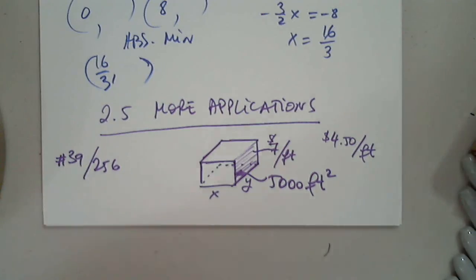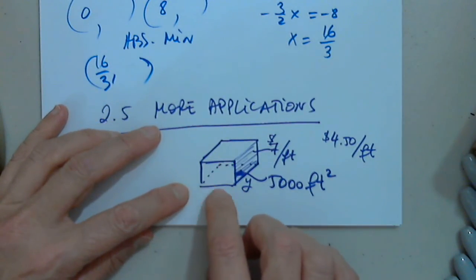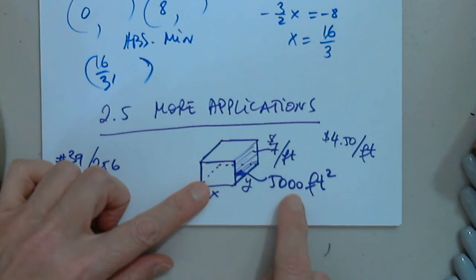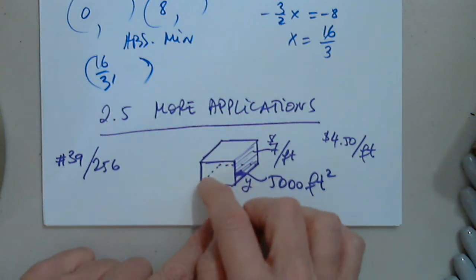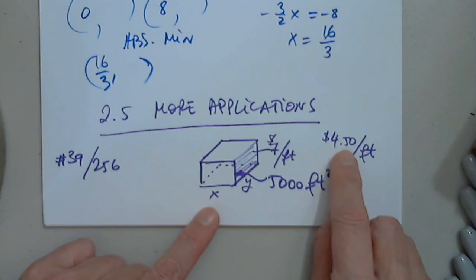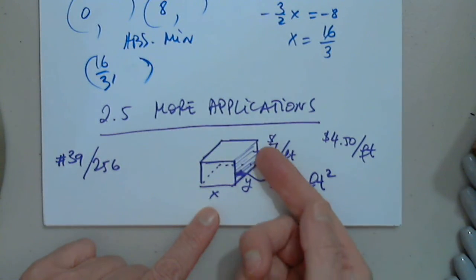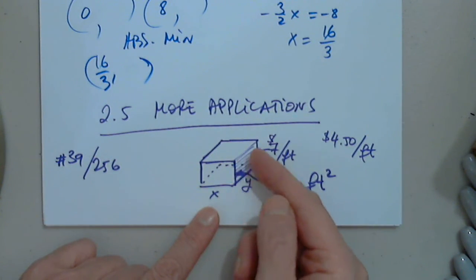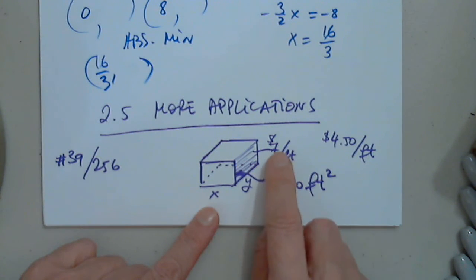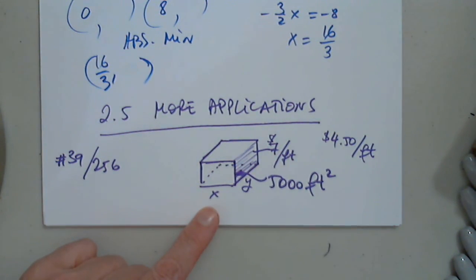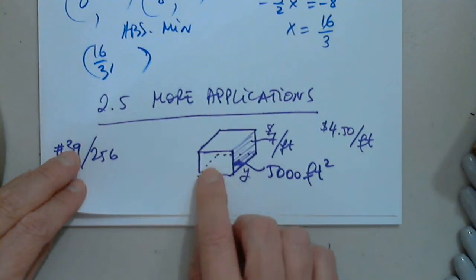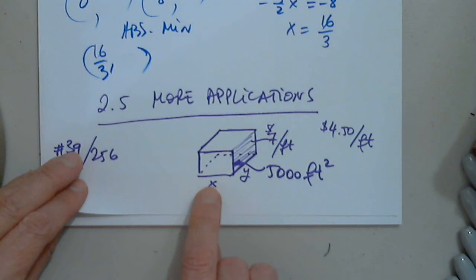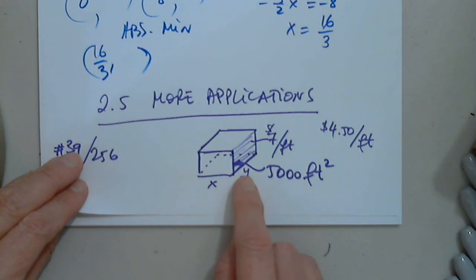I may have to go back again just to make sure. So we have a parking lot, and we know that the area is 5,000 square feet. On 3 sides, we want to put a metal fence, and it costs $4.50 per foot. The front side will also be fenced, but it will have a wood fence, which is more expensive than the metal, according to the problem. It's $7 per foot. So we want to minimize our cost. What should the dimensions be? The width and the length.